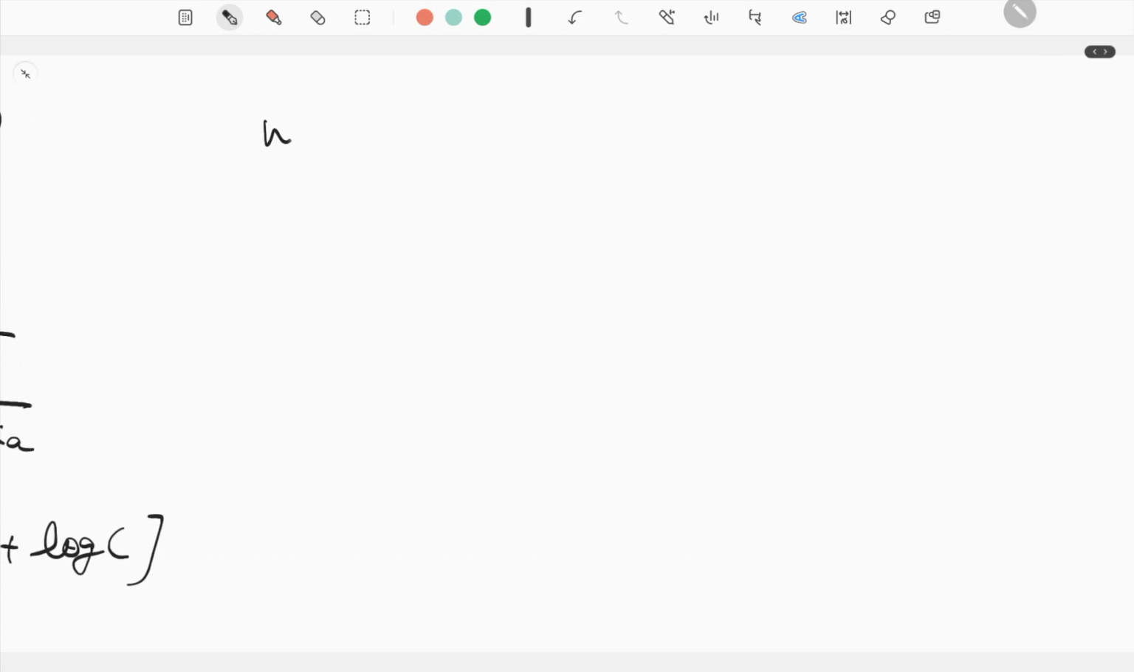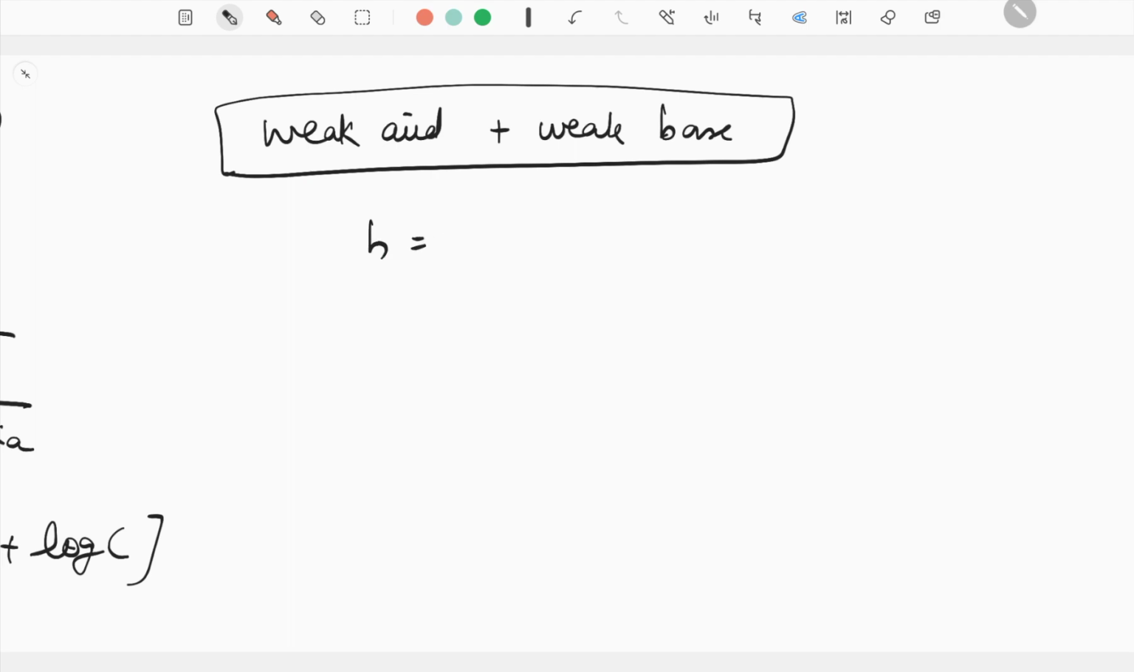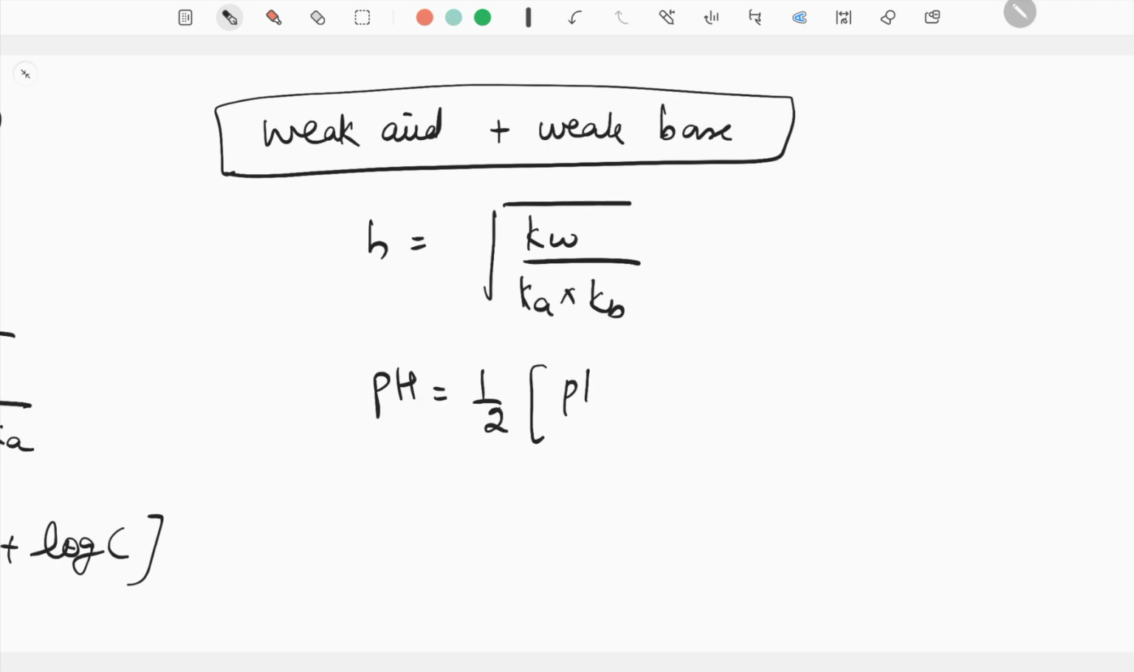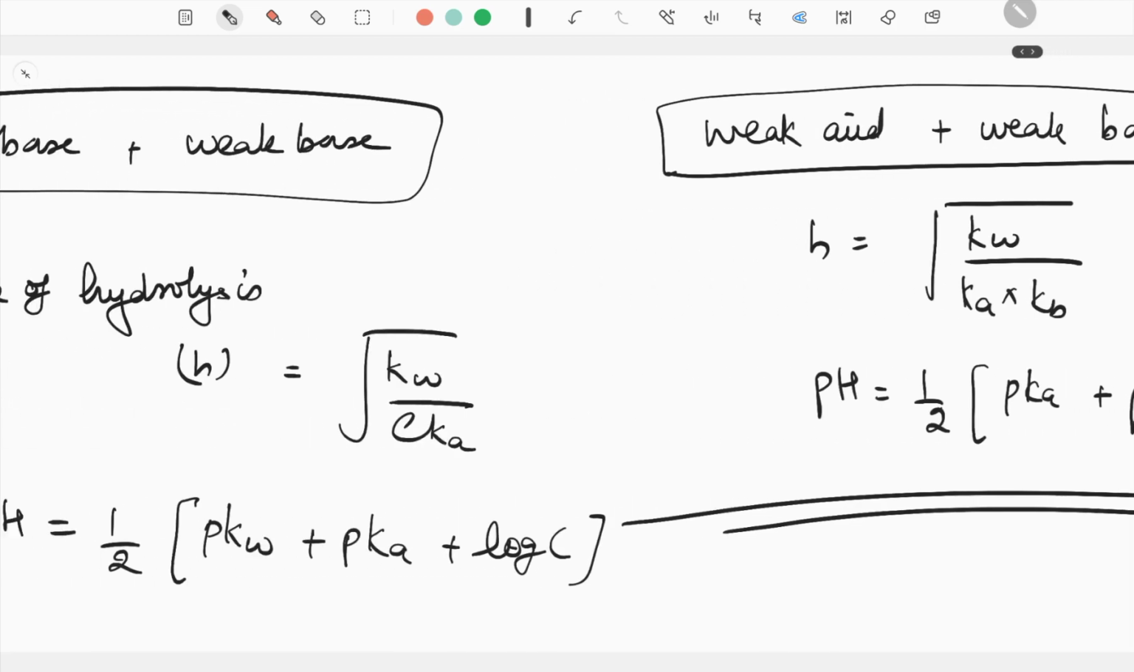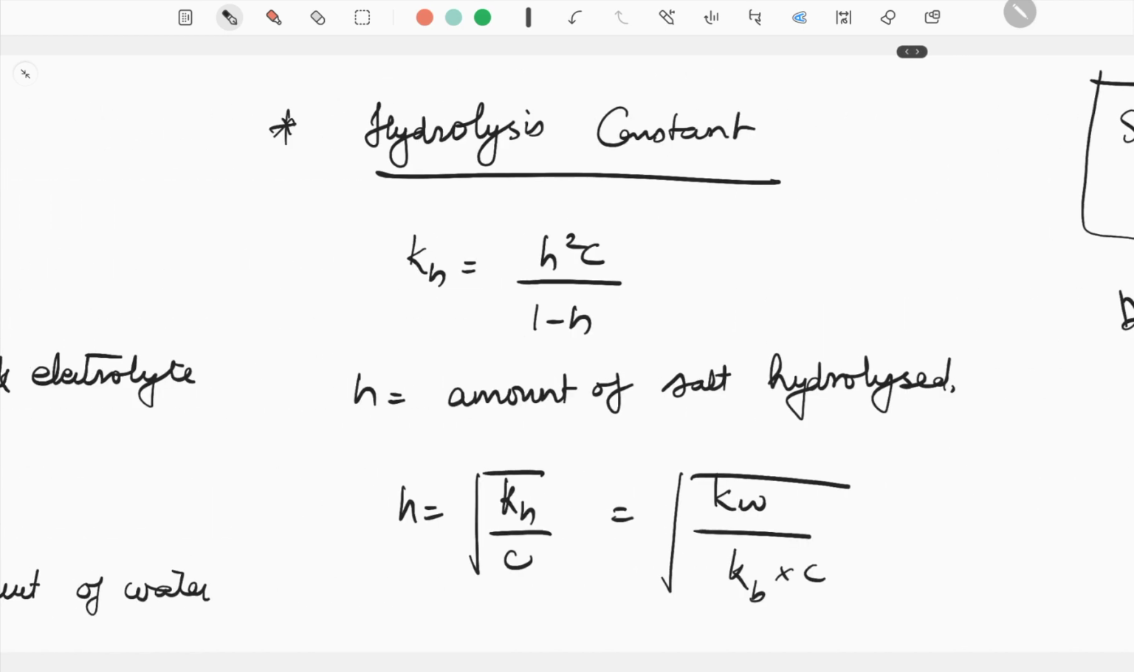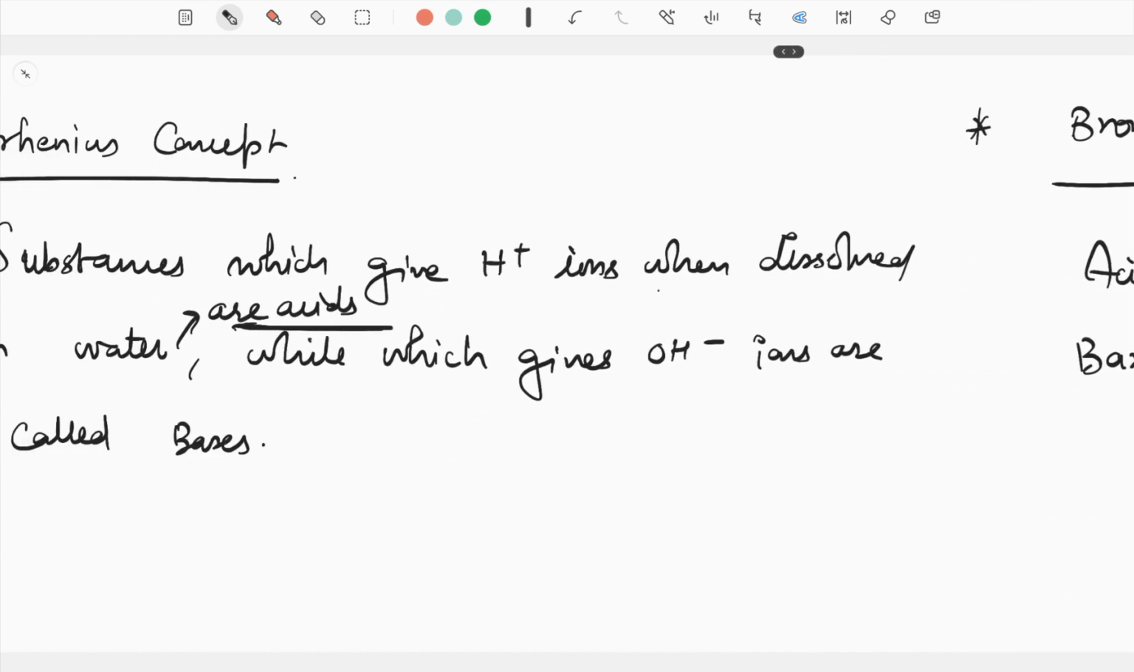And for weak acid plus weak base, the degree of hydrolysis, that is h, is equal to under root Kw upon Ka into Kb, and pH is equal to 1 by 2 (pKa plus pKw minus pKb). That's it. So these are the relations for equilibrium, ionic and chemical equilibrium.